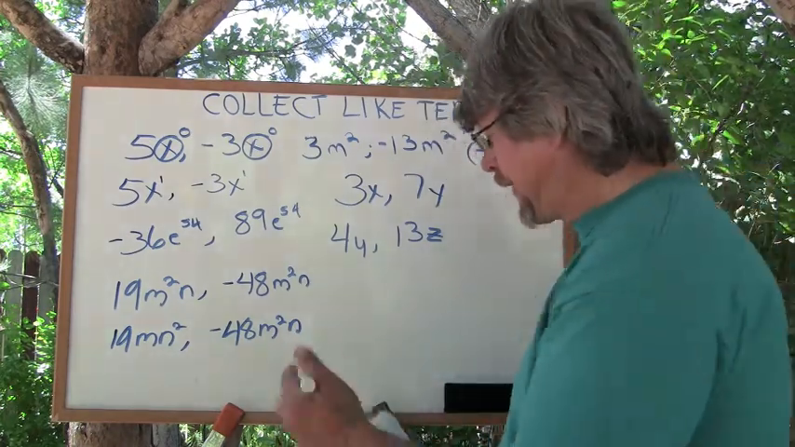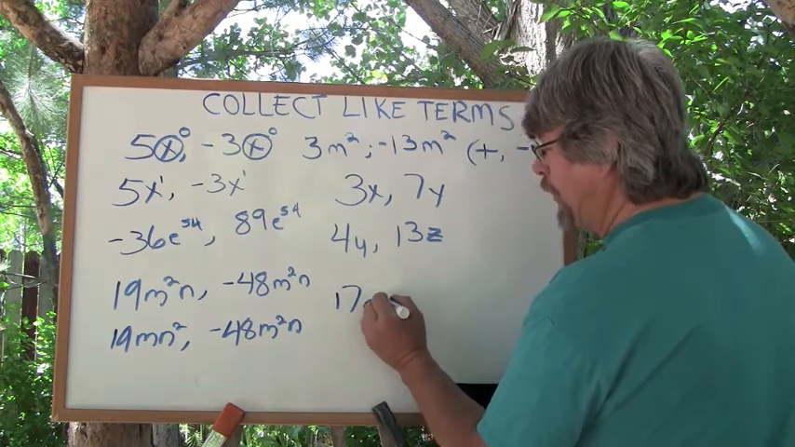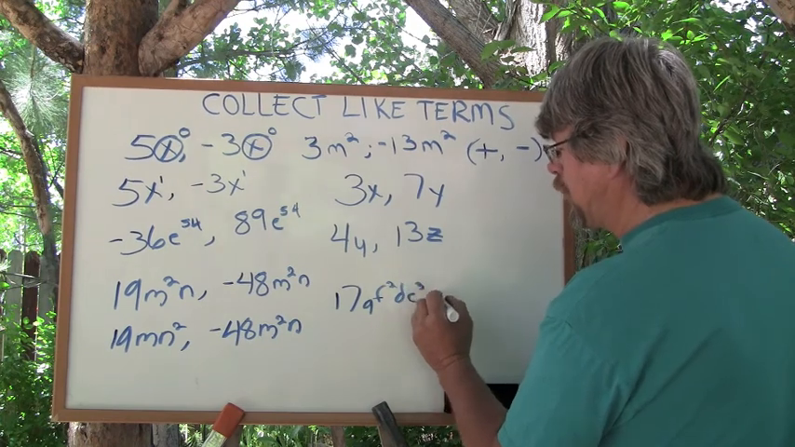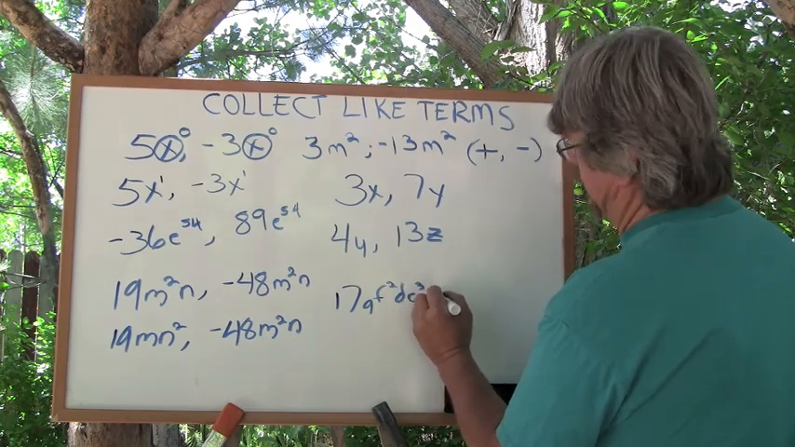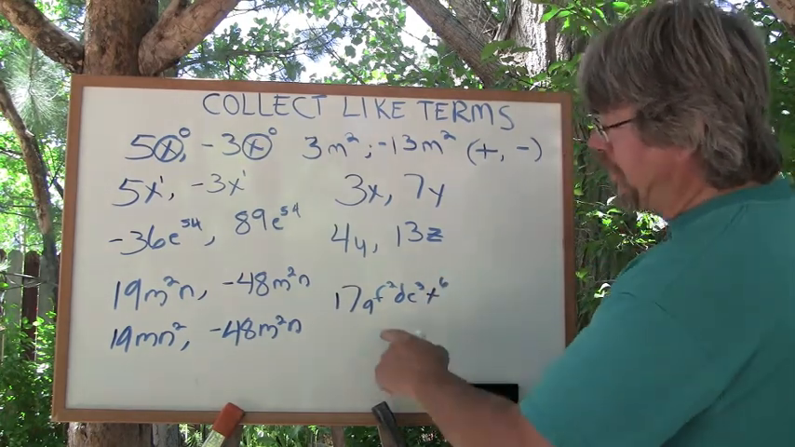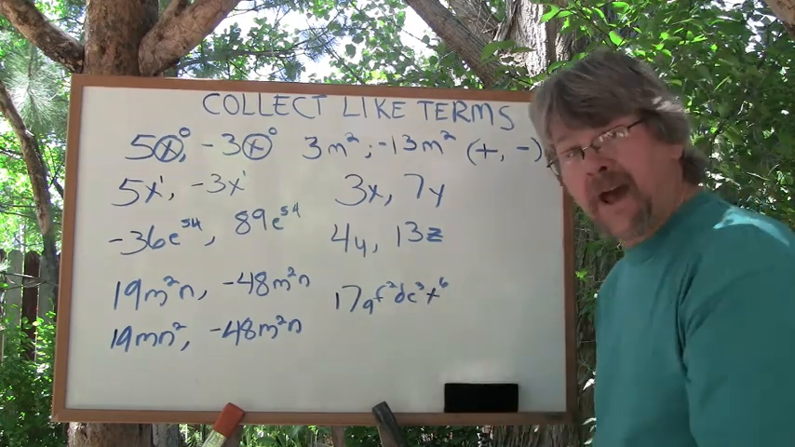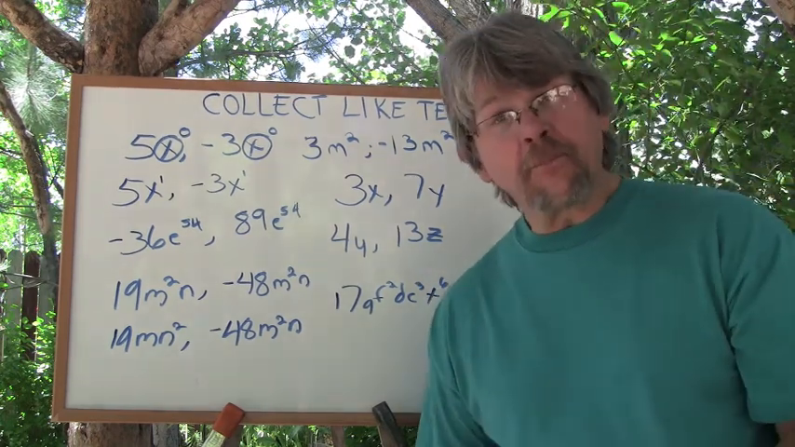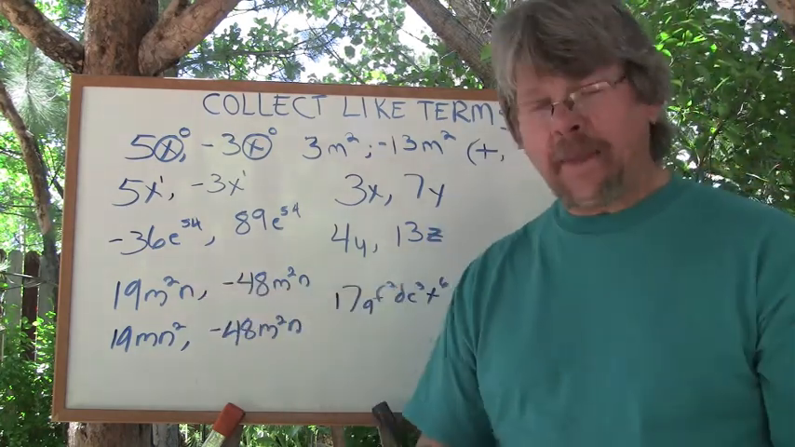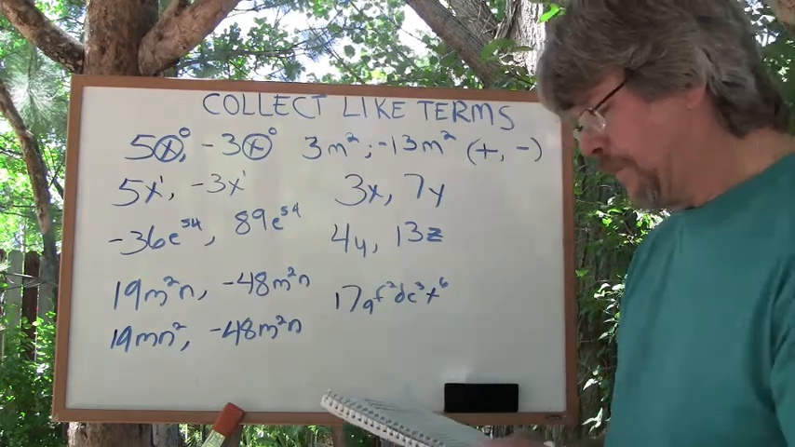Sometimes you're gonna get something really hairy like qf squared dc cubed x to the sixth. And if you don't have a variable exactly like that raised to those powers, those won't be like terms. They have to be exactly alike. I cannot overemphasize that.